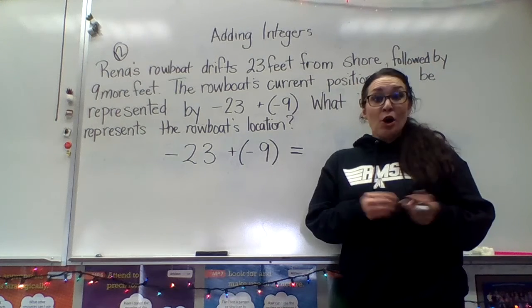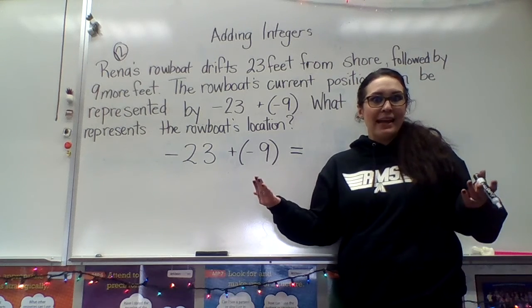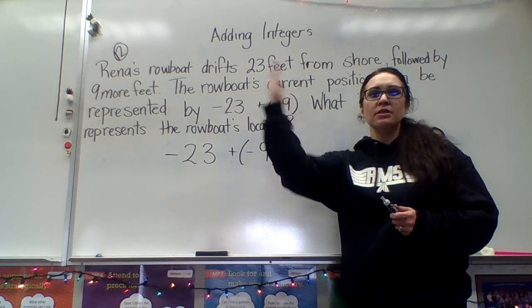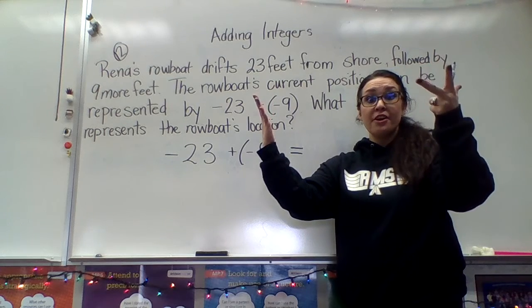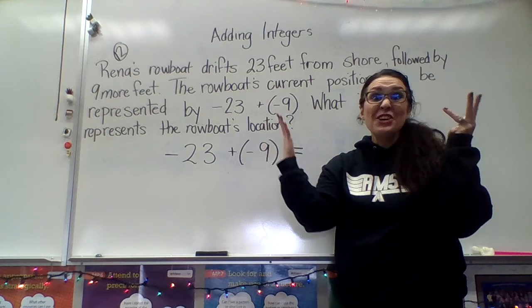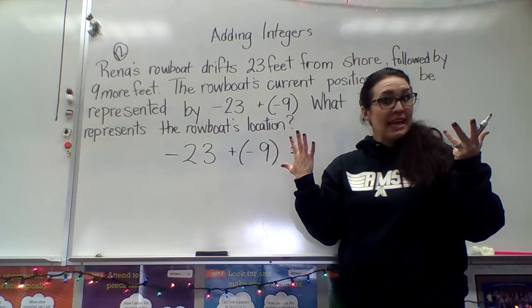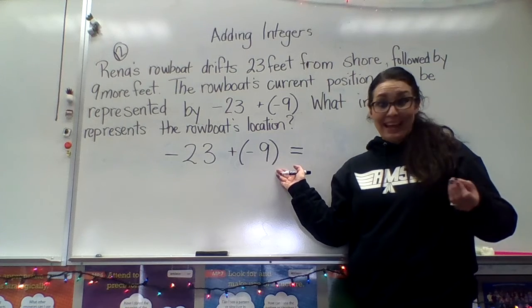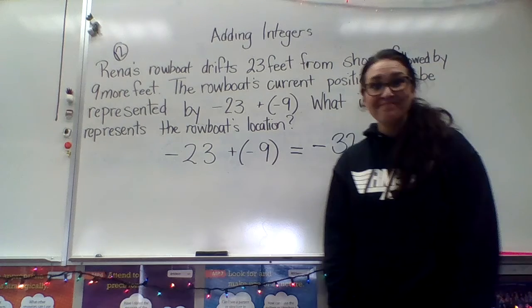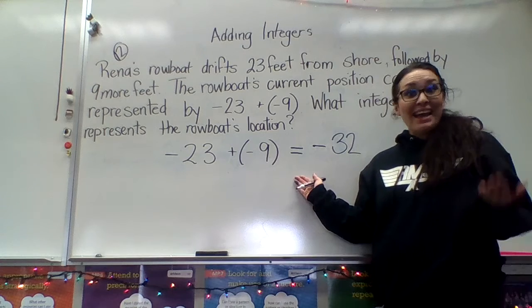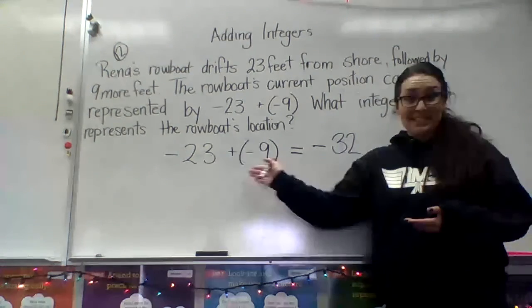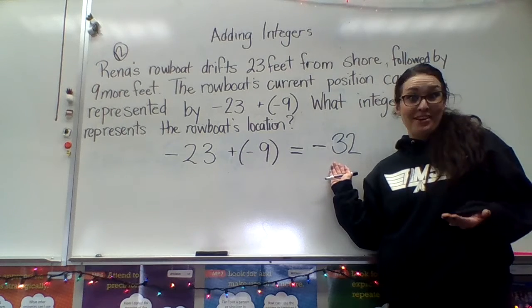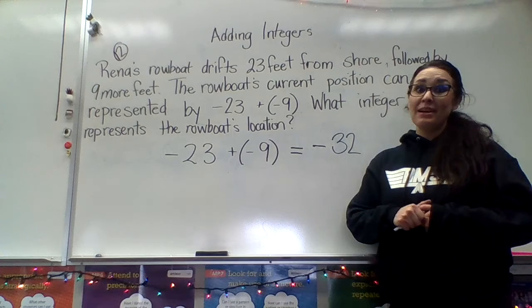So let's think first. What's 23 plus 9? Let's see. 23, 24, 25, 26, 27, 28, 29, 30, 31, 32. So 23 plus 9 is 32. But let's look at our problem. Is that number going to be a negative 32 or a positive 32? It's going to be a negative number because I was adding two integers that have the same sign, a negative. Therefore, their answer, their sum, is also going to be a negative number.